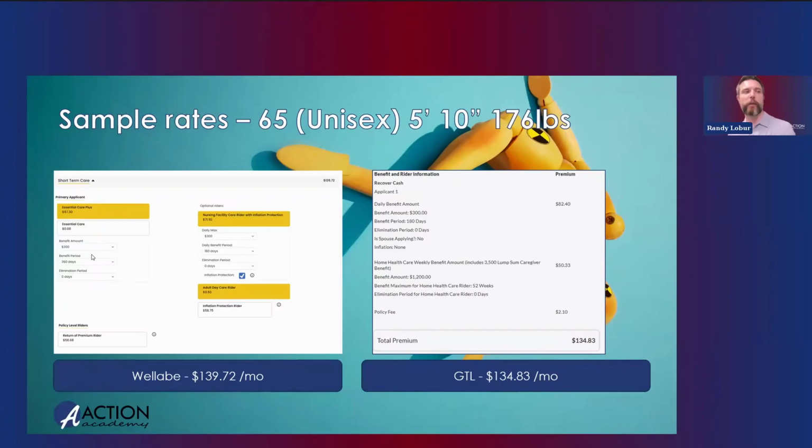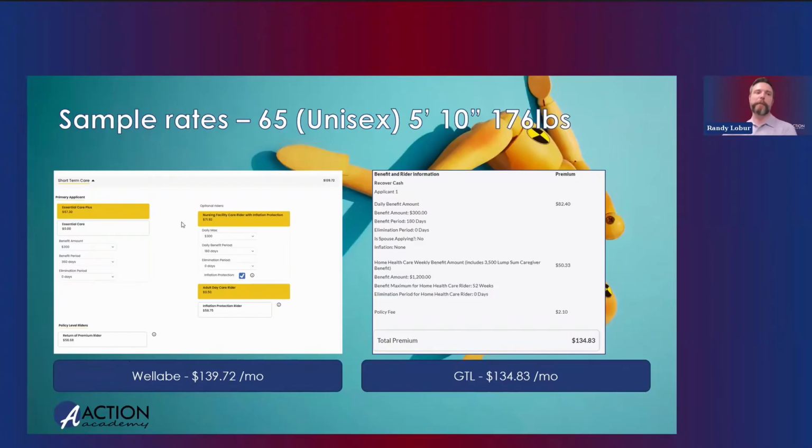But we know that at home is not the only place that you can get care. So we did add the nursing facility care rider over here, $300 for 180 days with a $0 elimination period, plus the adult daycare rider here as well for 50 cents. Makes a ton of sense, right? No pun intended. Coming out to $139.72 on that side of the house.